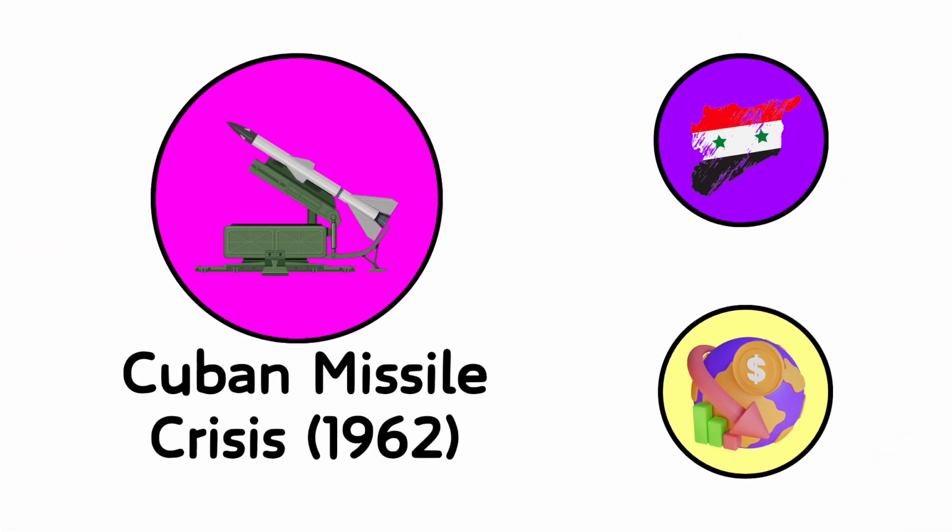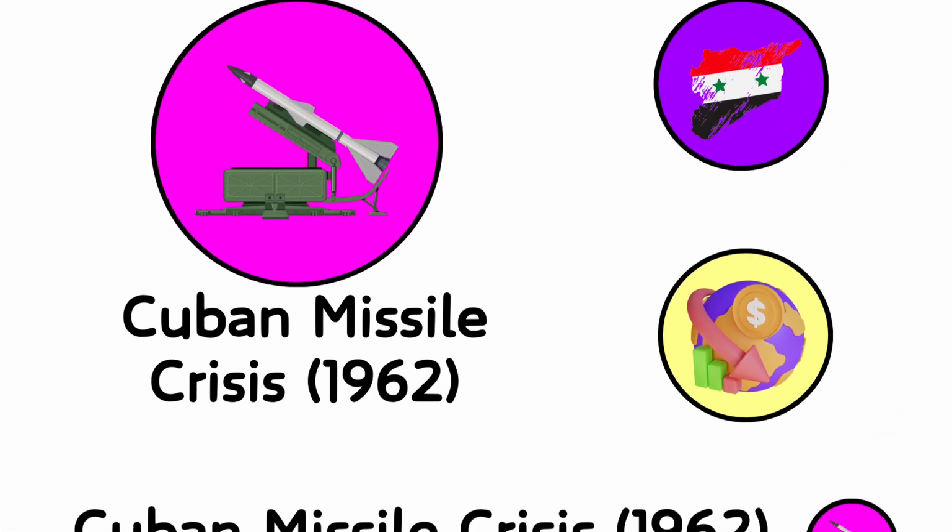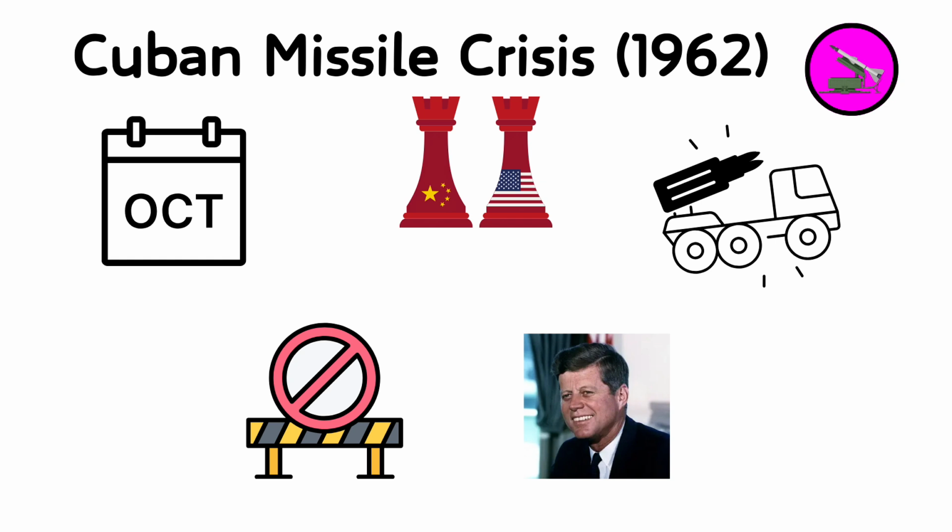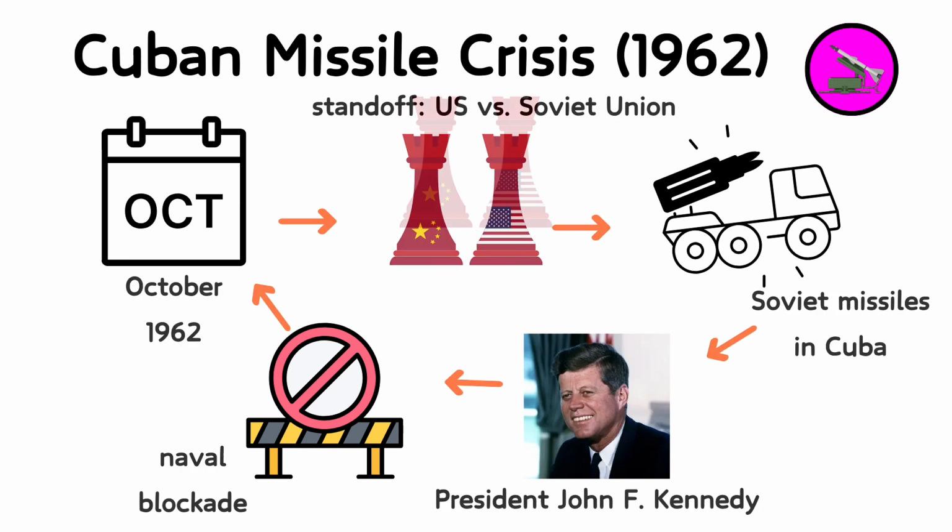Cuban Missile Crisis, 1962. The Cuban Missile Crisis in October 1962 was a tense 13-day standoff between the United States and the Soviet Union over Soviet missiles in Cuba. After discovering that the Soviet Union had placed nuclear missiles in Cuba, just 90 miles from the U.S. coast, President John F. Kennedy announced a naval blockade of Cuba to prevent further missiles from arriving.